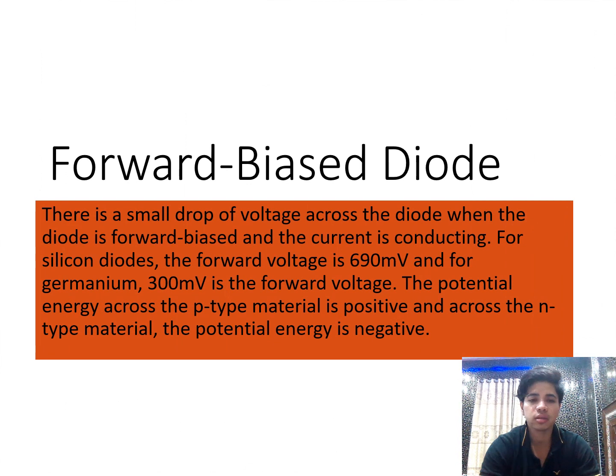Forward bias diode. There is a small drop of voltage across the diode when the diode is forward biased and the current is conducting. For silicon diodes, the forward voltage is 690 mV and for germanium, 300 mV is the forward voltage. The potential energy across the p-type material is positive and across the n-type material, the potential energy is negative.